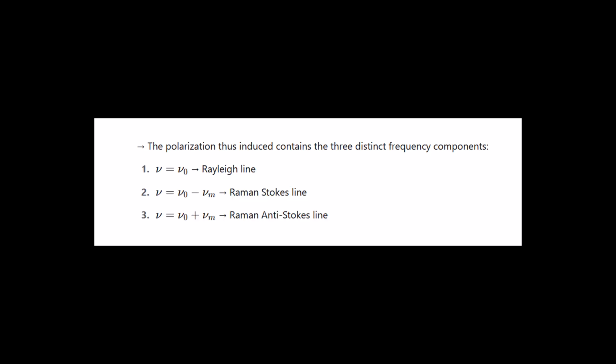They are nu equal to nu 0, that is the outgoing photon has the same frequency as the incident photon, corresponding to the Rayleigh lines; nu equal to nu 0 minus nu m corresponding to the Raman-Stokes lines; and nu equal to nu 0 plus nu m corresponding to the Raman-Anti-Stokes lines.